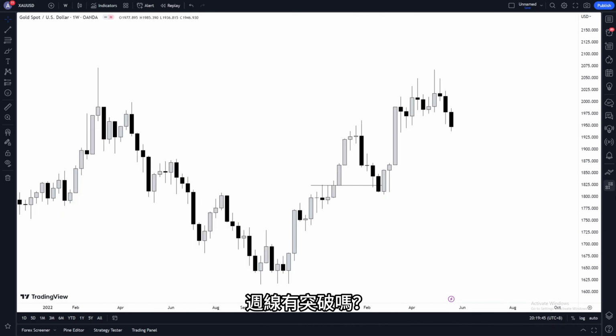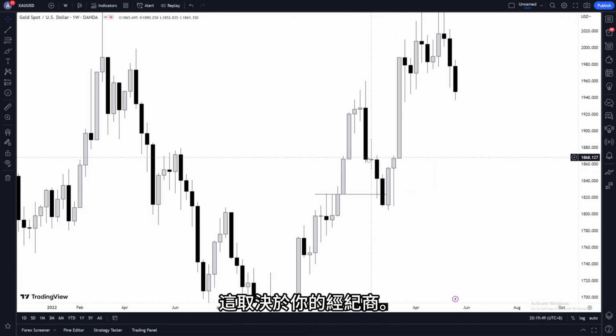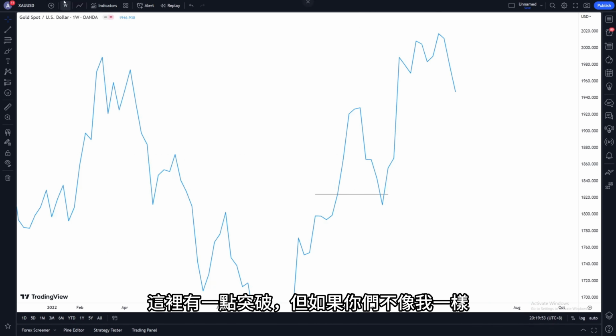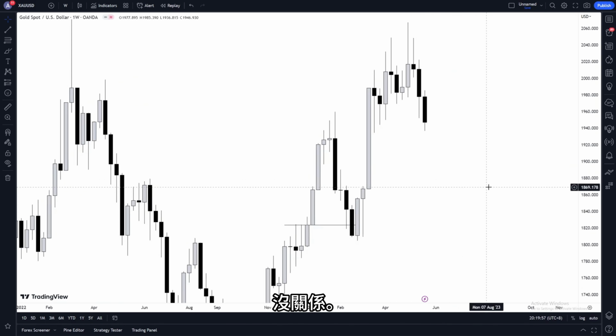We check the weekly. Does the weekly have a breakout? You can see over here, there's no breakout over here. Depends on your broker. Some brokers show this as a buy sell. You can even look at the line chart. It shows a little break over here. But if you guys don't use line charts like me, then you would have been a little bit late on this. But that's okay. It's fine.